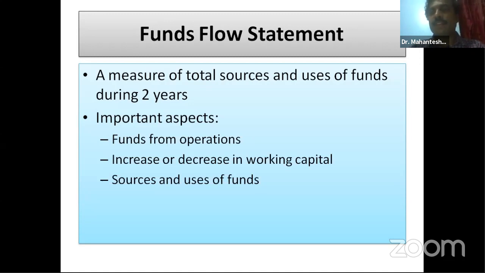How do we utilize them? Normally one of the ways we utilize the funds is we may purchase goods, we may purchase assets, there could be payment of dividend, cash dividend, or application could also be in the form of redemption of debentures, buyback of equity shares.